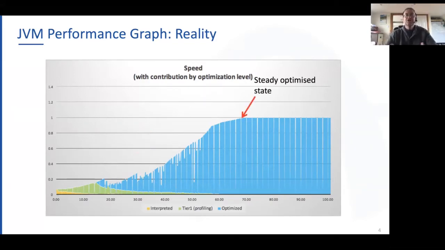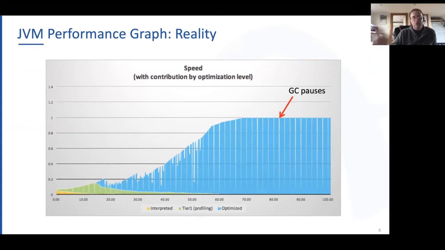So eventually we will reach a steady optimized state. That's our 100% of performance level that we would expect, in terms of all the methods that are being used frequently are compiled with C2, with the profiling information and so on. But we still see some dips in performance, and those are due to something else. Those are due to garbage collection. Garbage collection introduces pauses depending on the algorithm you use, and so we see drops in performance whilst garbage collection work is happening.